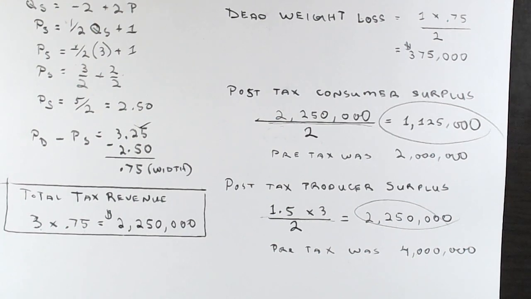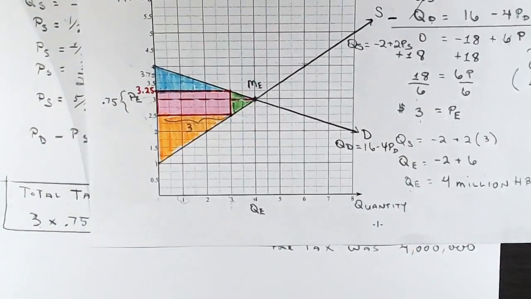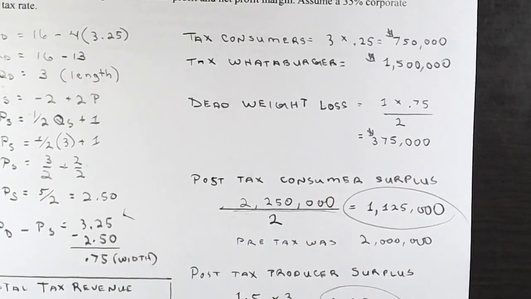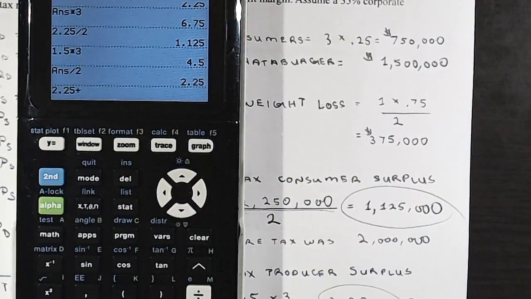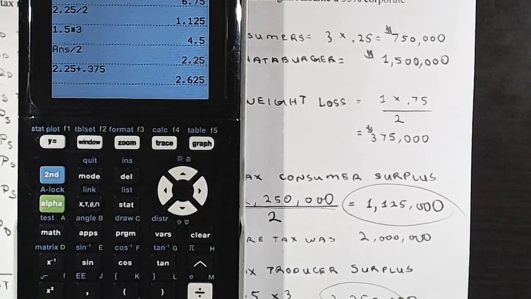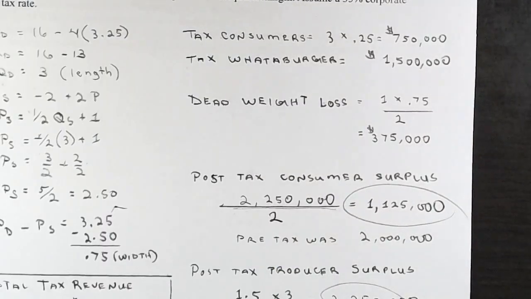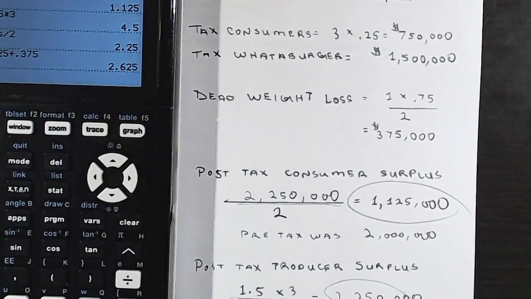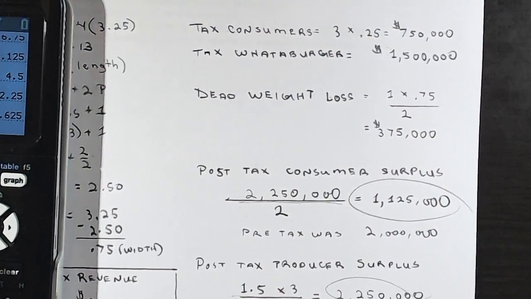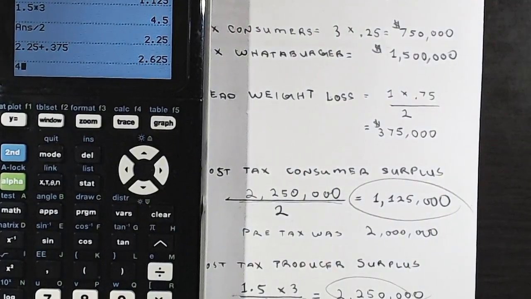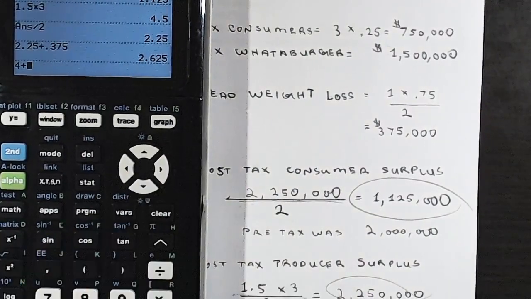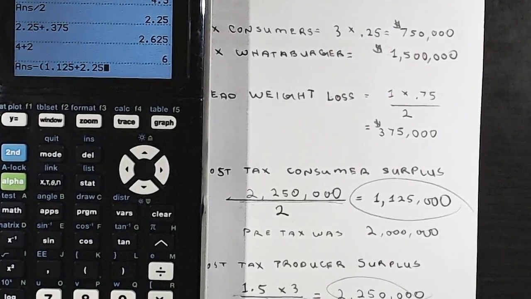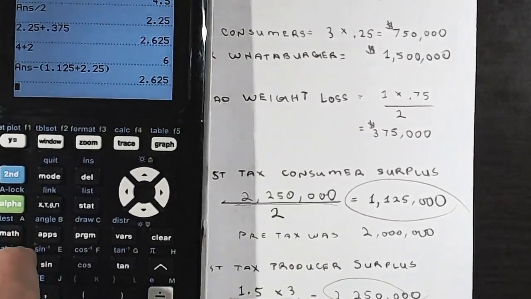You know, and the difference between those two is equal to the tax wedge plus the deadweight loss, right? Our tax revenue was $2,250,000. Our deadweight loss was $375,000. 2.25 plus 0.375 equals 2.625. That's the total amount of the tax and the deadweight loss. Okay. So if we take 4 million plus 2 million, we get 6 million minus the sum of 1.125 plus 2.25, and we get 2.625. That's where that is coming from.